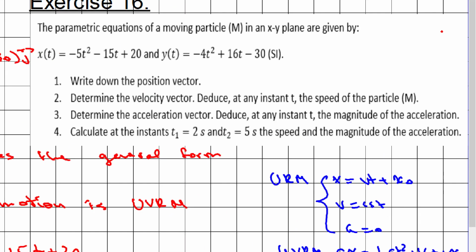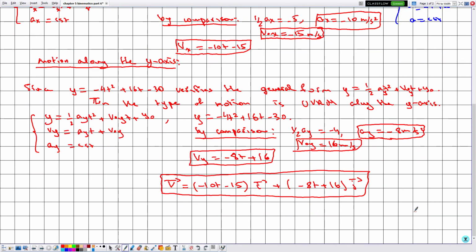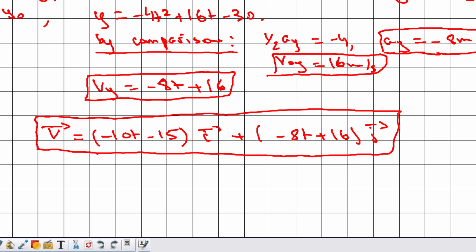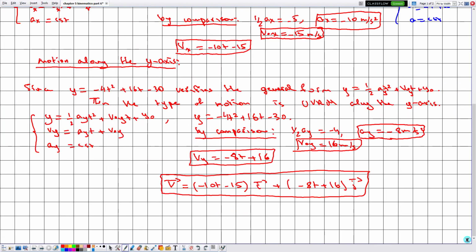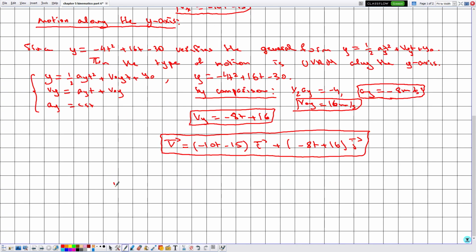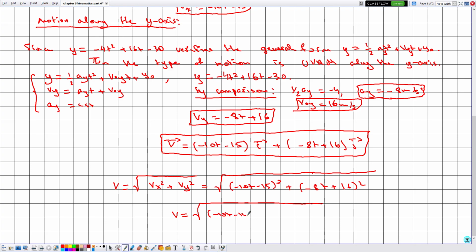Now in the same part they are telling me to deduce at any instant the speed of the particle, and we know that this velocity vector has four properties that are given by point of application, line of action, direction, and the magnitude. The magnitude is denoted by v, and v stands for speed. The magnitude of any vector is given by v is equal to square root of vx square plus vy square. So the speed is given by the square root of (minus 10t minus 15) to the power 2 plus (minus 8t plus 16) to the power 2, and this carries the unit meters per second.